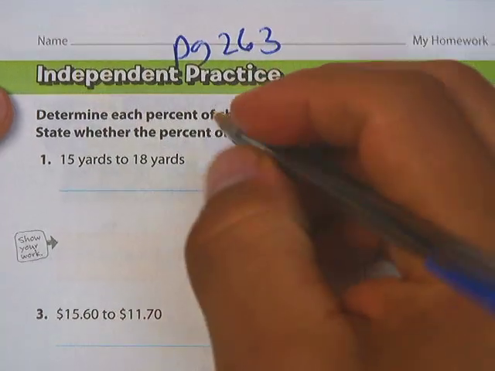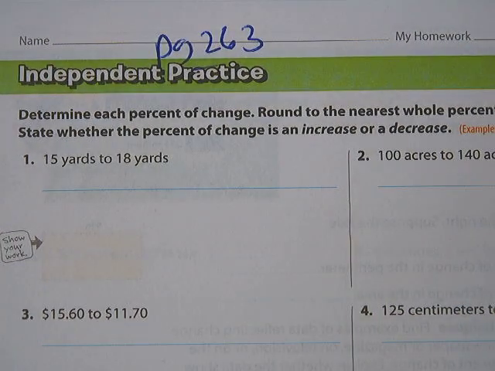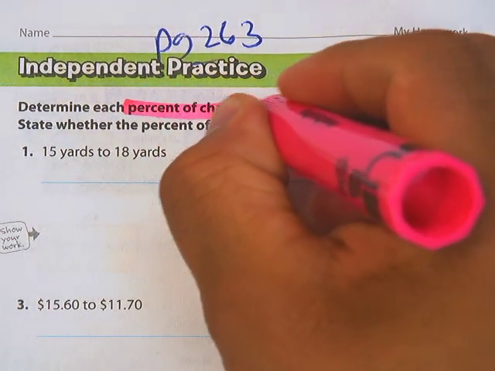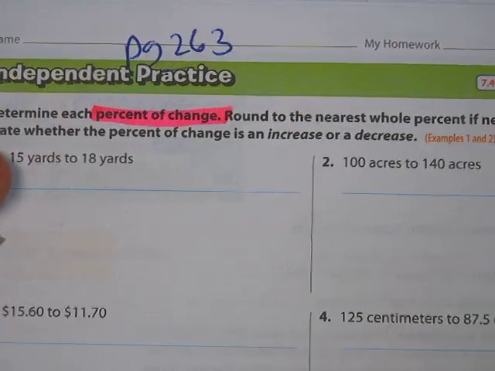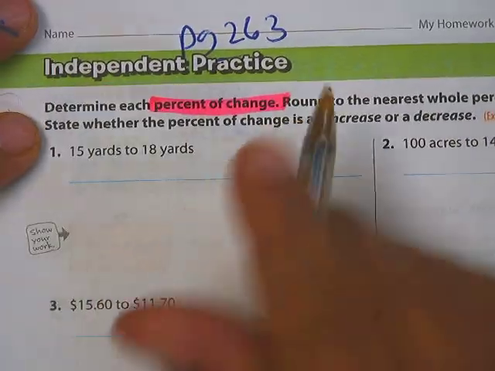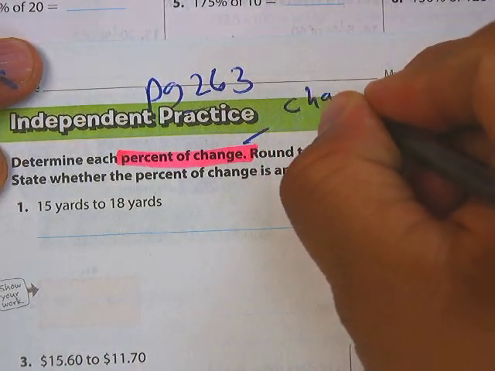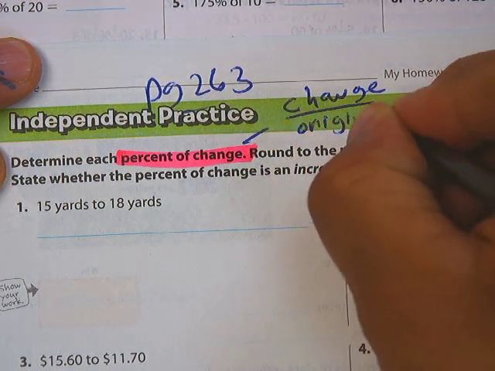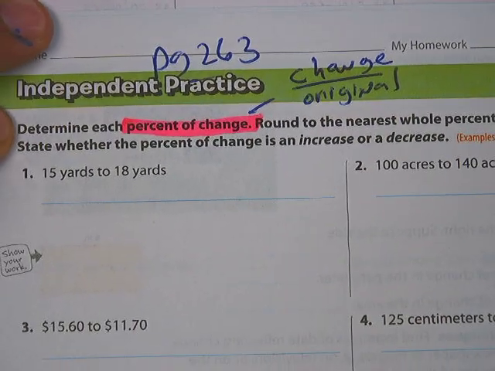Okay, this is for assistance on page 263. This page talks about percent of change. You see, percent of change is very simple if you pay attention. Percent of change means this: the change over the original. Change over original.